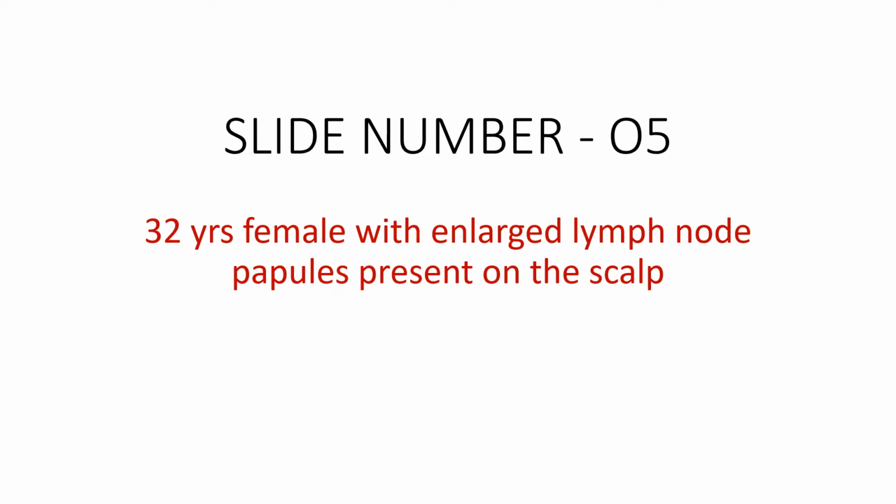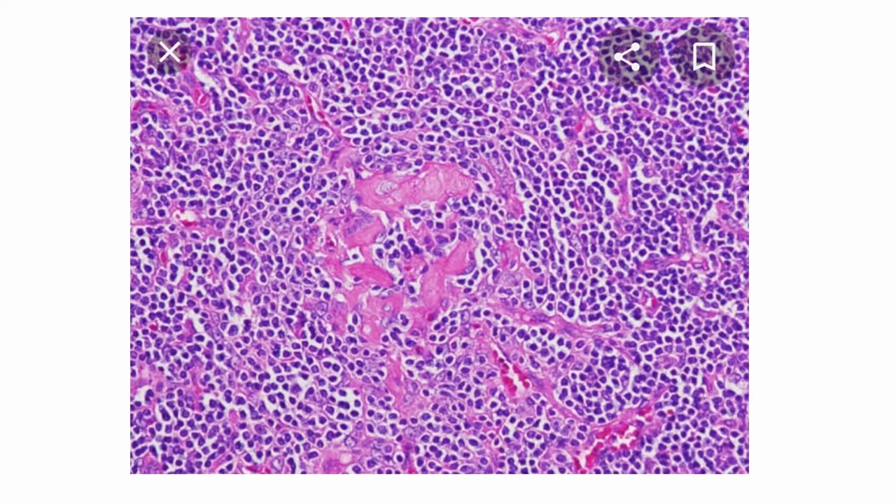History given was a 32 year old female with enlarged lymph node and papules present on the scalp. This was the image provided. Here we can see sheets of mononuclear cells with round to oval hyperchromatic condensed nuclei.